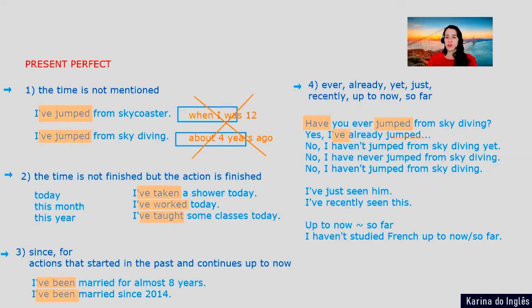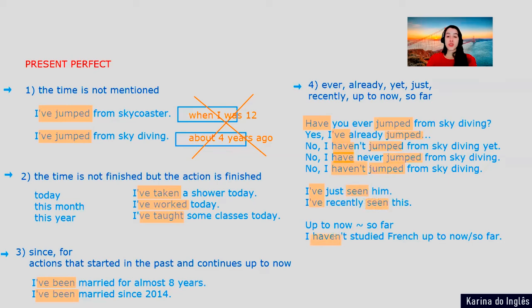Here, I've already jumped. I haven't, the negative form of have. Imagine if it was he, so he hasn't jumped, okay? And so we basically used have or has, haven't or hasn't, and have or has for questions too. And the third column of the verb, that is the past participle. Okay, this is present perfect.